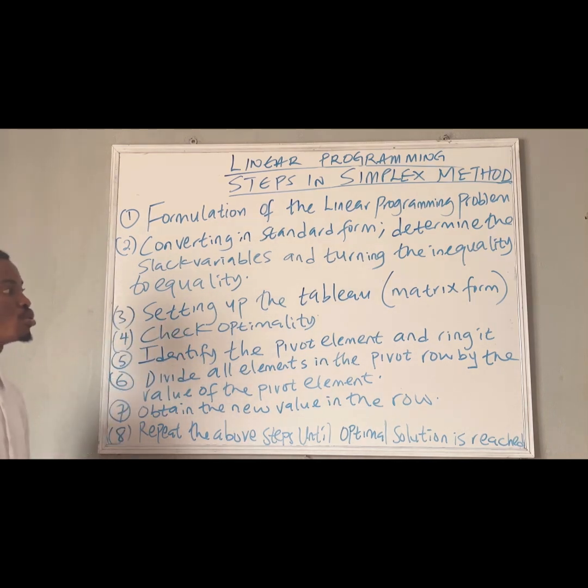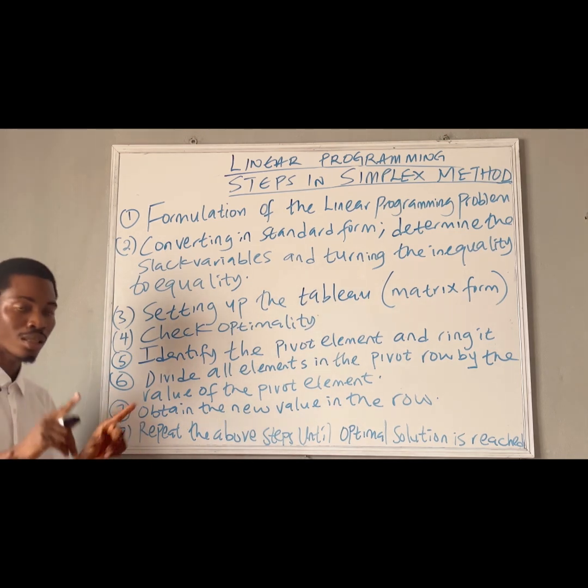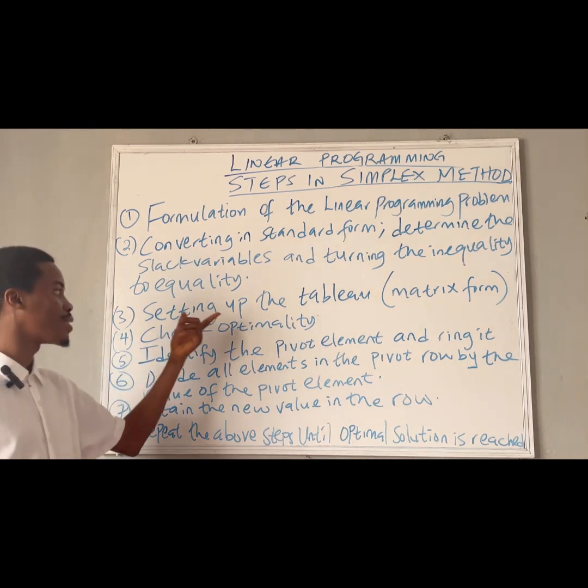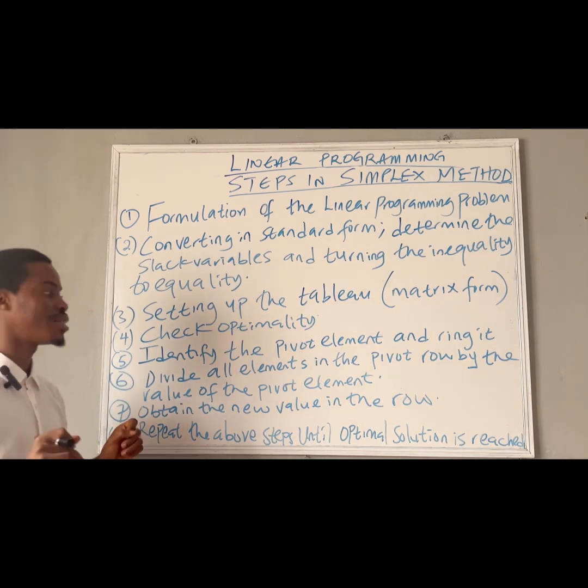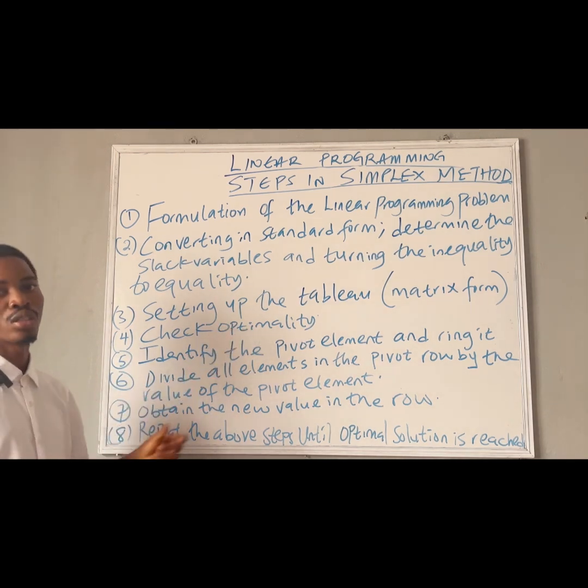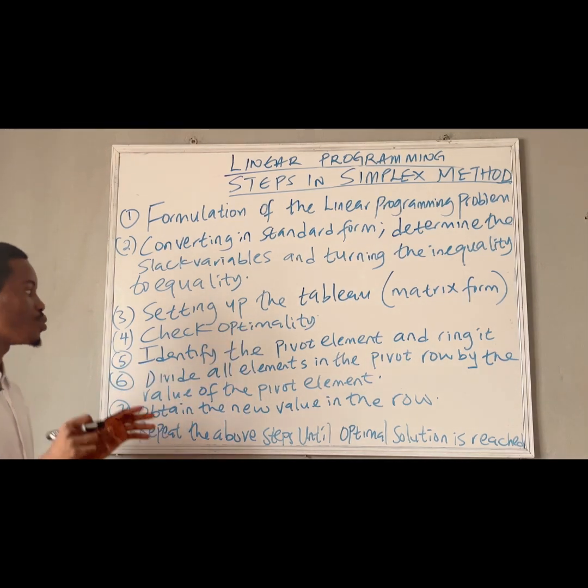Then our next step is setting up the table, that is in matrix form. You have to set your table, that is your constraints and objective function, on a table. Then after you set the table, the next step is to check optimality. That is, you have to check the objective function.